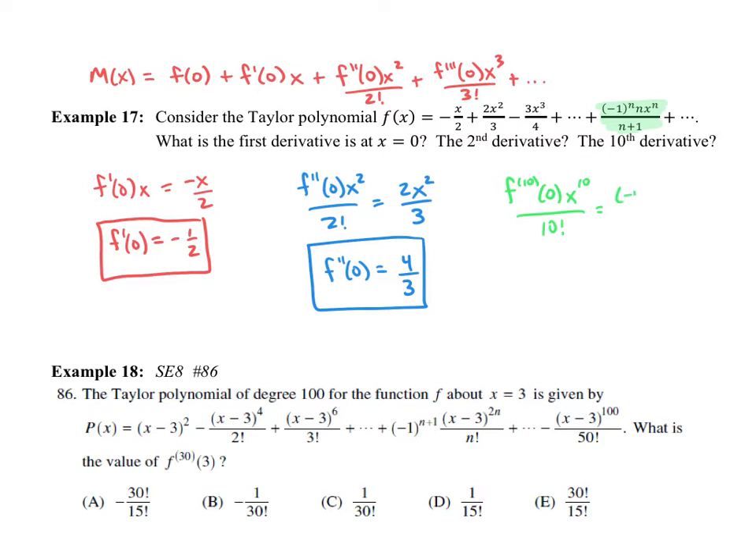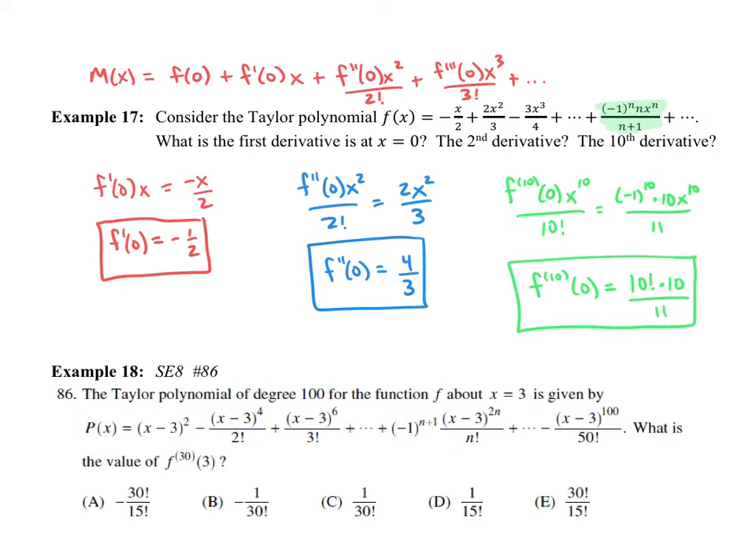So we have negative 1 to the 10th times 10 times x to the 10th divided by 10 plus 1, so divided by 11. And then, of course, we're just going to cancel our x to the 10th, and we'll just multiply the 10 factorial over. And so our 10th derivative at 0 would be 10 factorial times 10 over 11. We'll look at some more of these in some common examples as well.